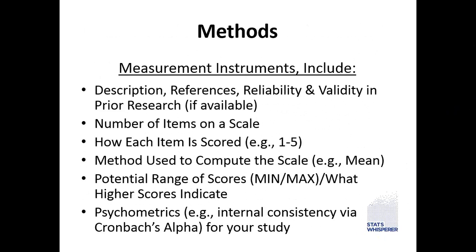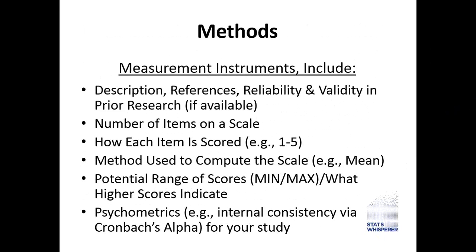First, you might want to present a description of the instrument with references, and the validity and reliability in prior research, if that's available. That's a little foundational background on the instrument. Other than that, the nuts and bolts: you want to mention the number of items on the scale, and how each item is scored, such as rated on a 1 to 5 point Likert scale, like our happiness items.